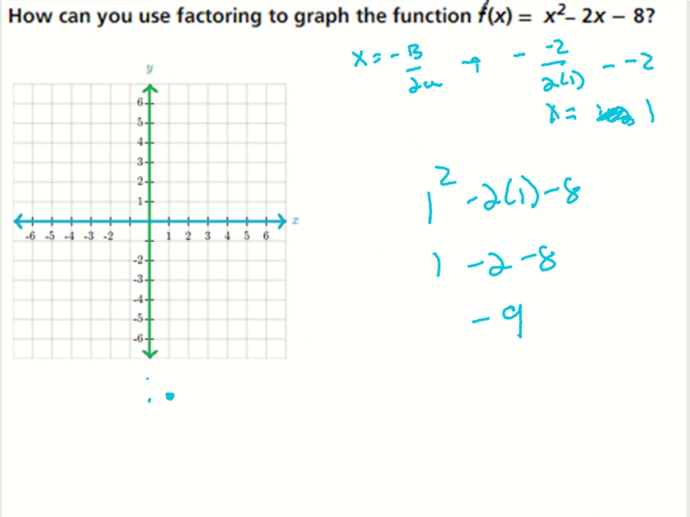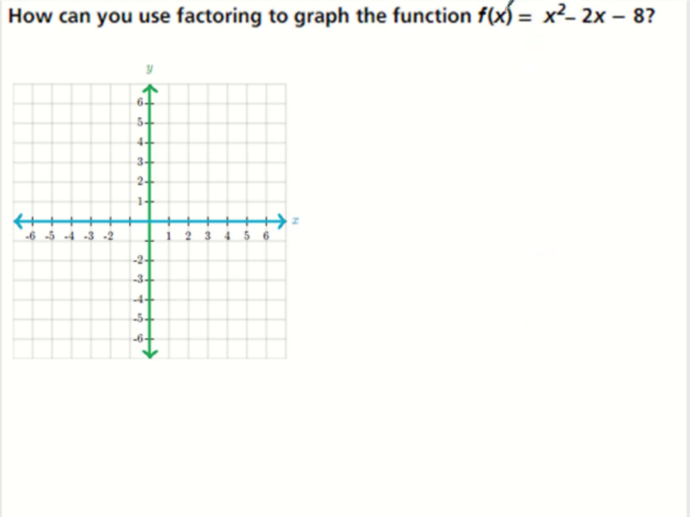Now I have my vertex. Now I just factor, and that's going to give me my x-intercepts instead of doing anything else. So now I can factor this out to figure out what the x-intercepts are, and that's going to give me my other 2 points. So factors of negative 8 that add up to negative 2. Let's see here, that's going to give me 2 and 4. So x plus 2, x minus 4. So that means x equals negative 2, x equals positive 4.